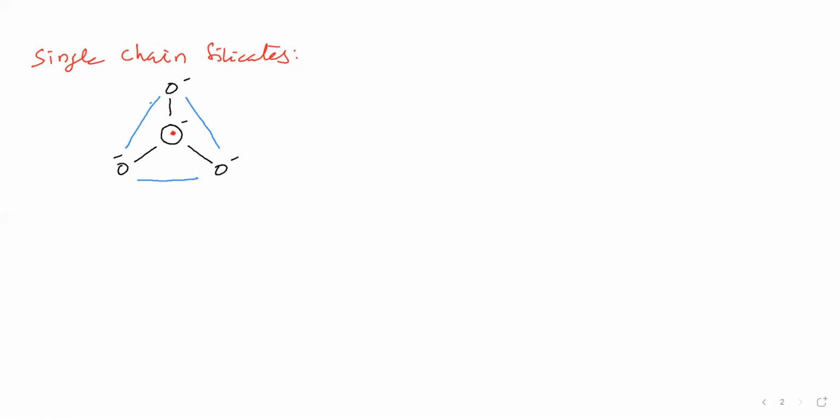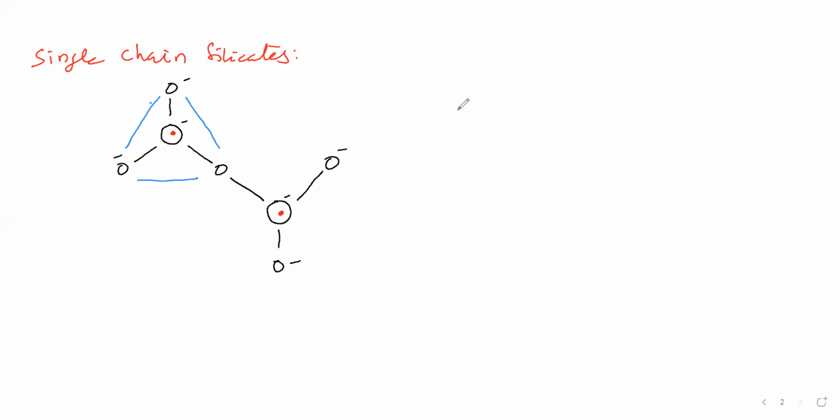Next, we'll go for another SiO4 unit. Here one silicon, then rear side O minus, here O minus, here O minus, then this O is acting as a bridge between 2 silicon atoms.